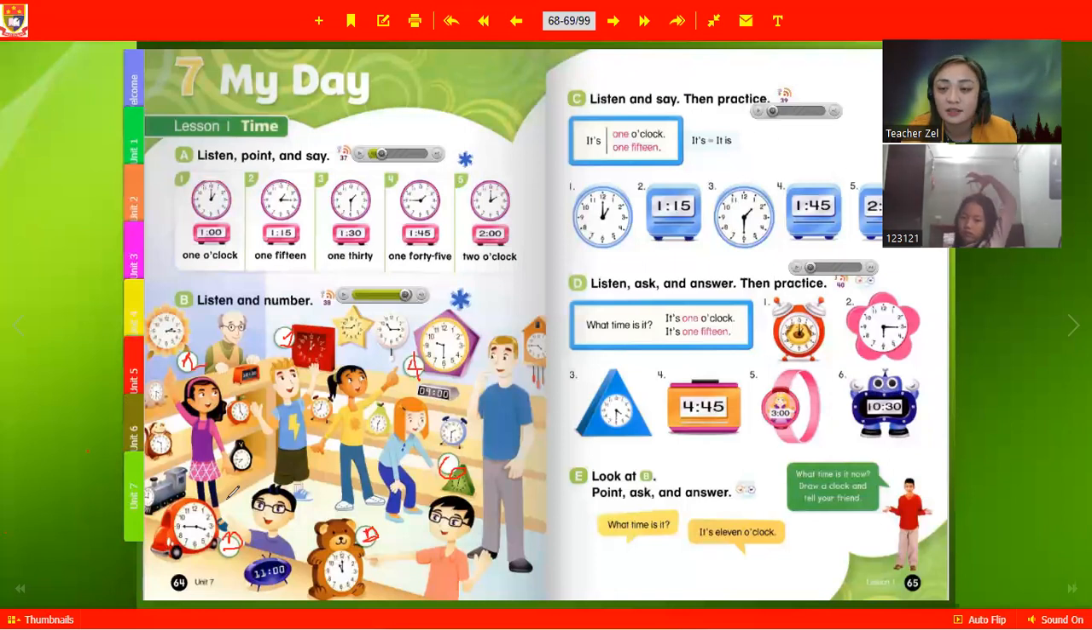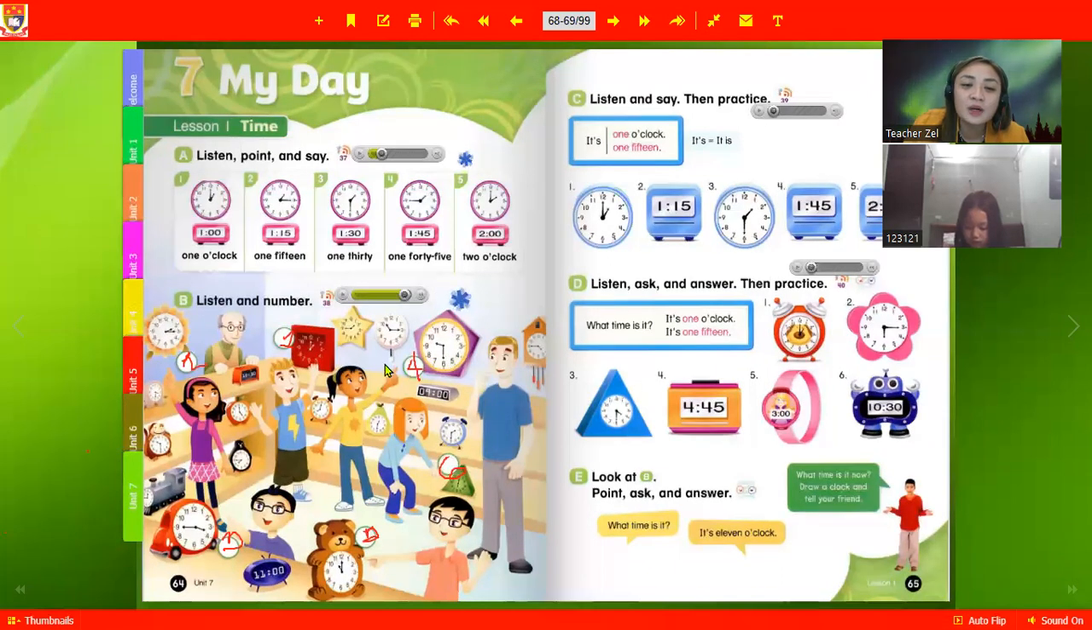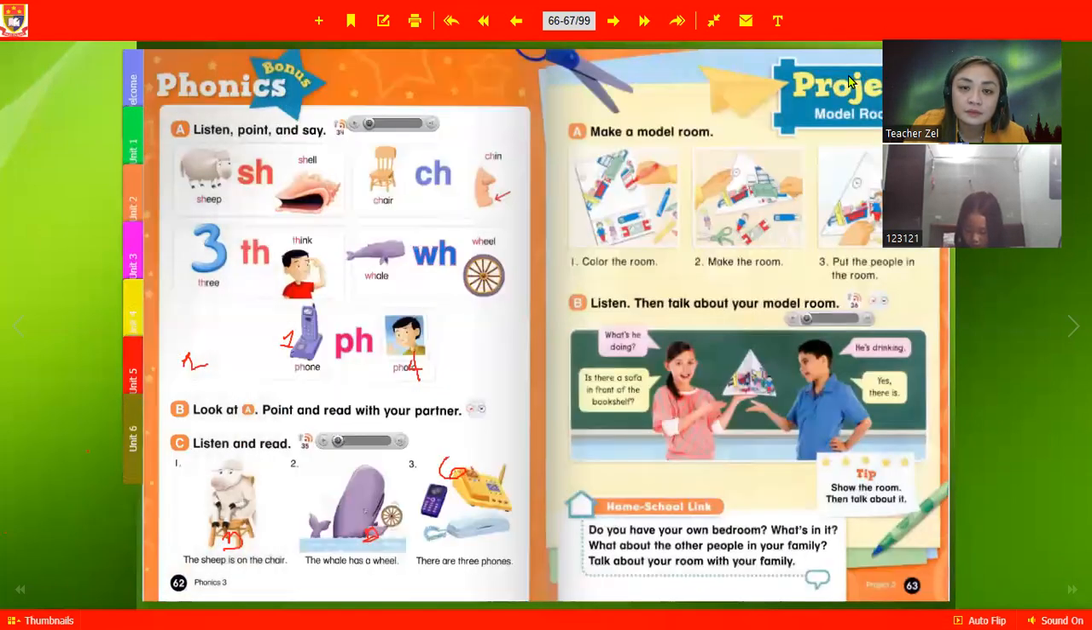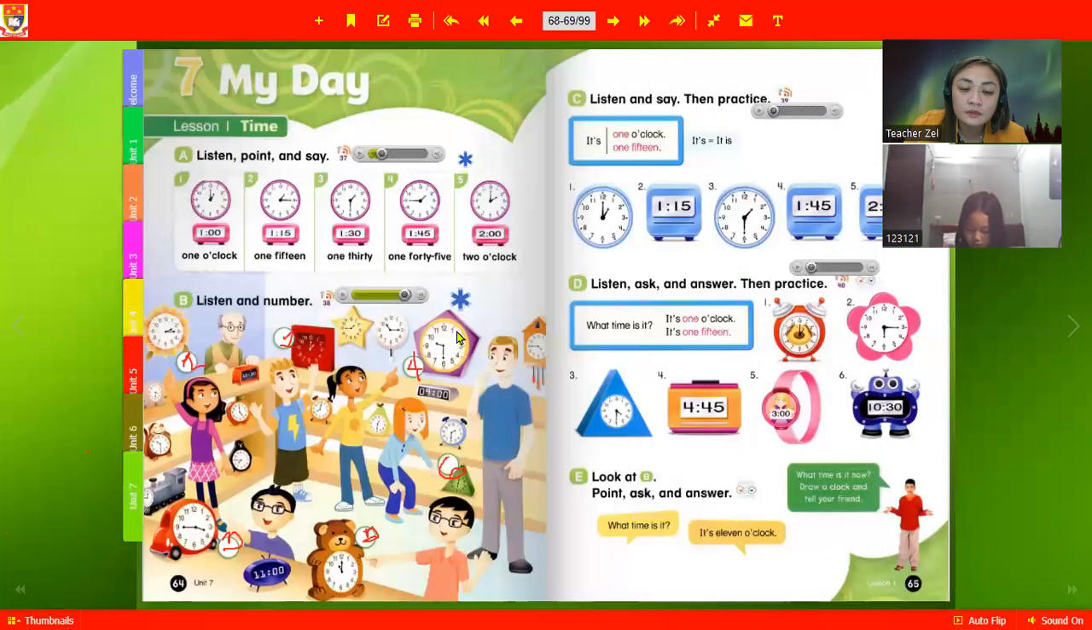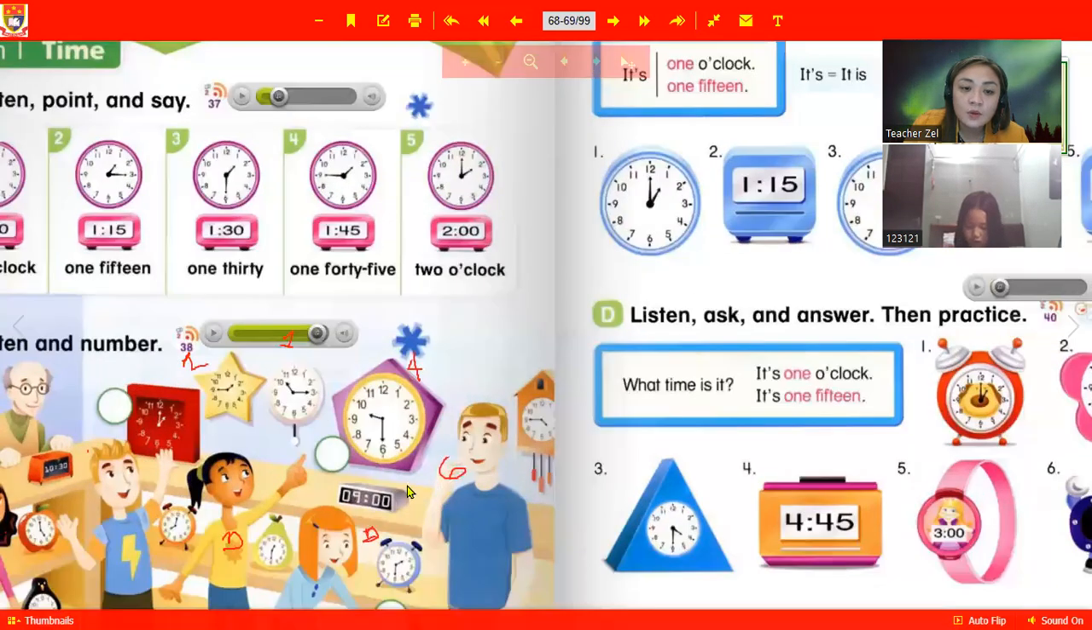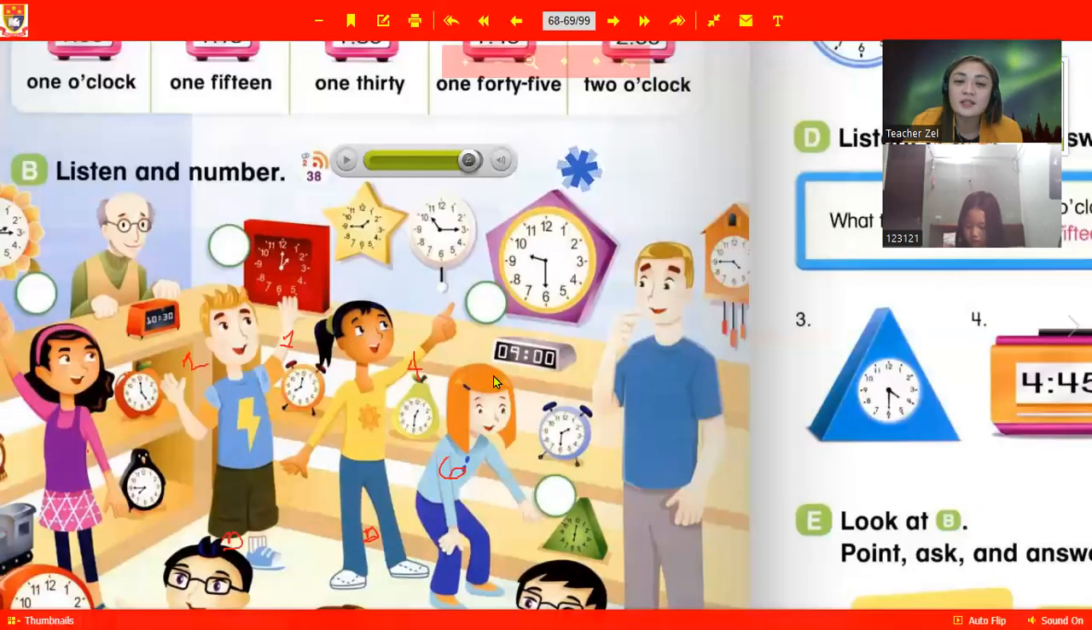It's the triangle clock. Yes, the triangle clock. So what time is the triangle clock? It is 6 o'clock. All right, good job, Bella. So how about this one? Okay, how about the star clock? What time is the star clock?